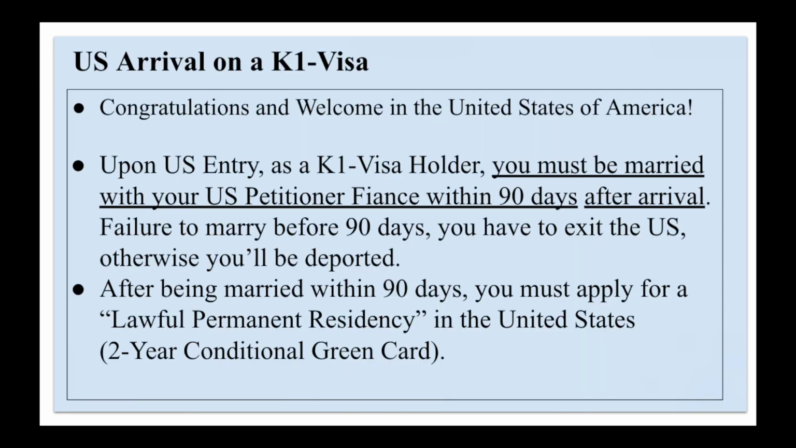U.S. arrival on a K-1 visa. Congratulations! You made it! And welcome to the United States of America. Upon U.S. entry, as a K-1 visa holder, you must be married to your U.S. petitioner fiancé within 90 days after arrival. Failure to marry within 90 days, you have to exit the U.S., otherwise you will be deported. After being married within 90 days, you must apply for lawful permanent residency in the United States.